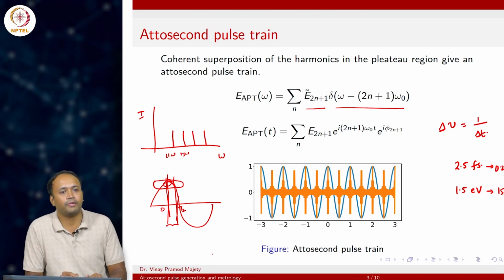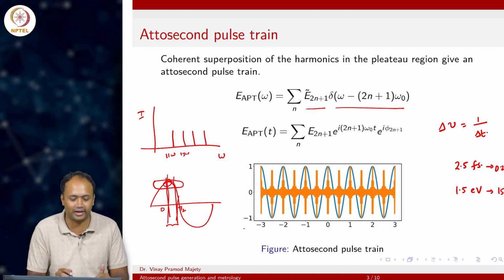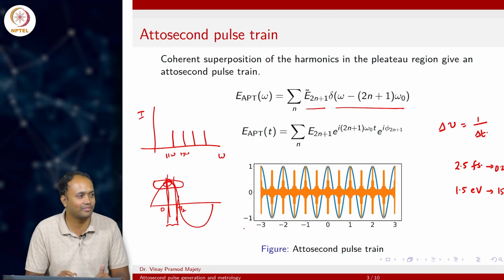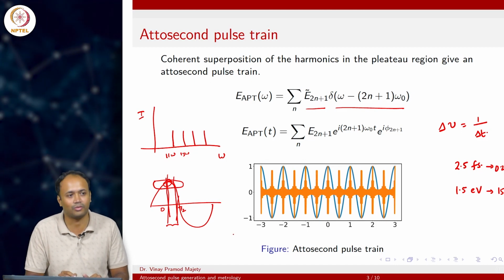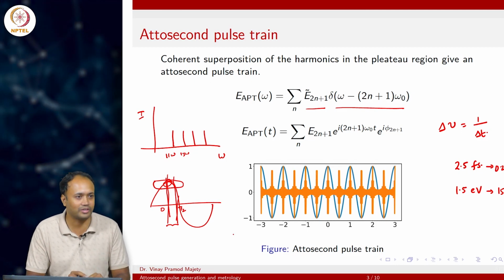Now, if I want an isolated attosecond pulse, what would one do? Technically, if I can generate just one pulse, a one or two cycle driving pulse, then I would get only one attosecond pulse out of it.